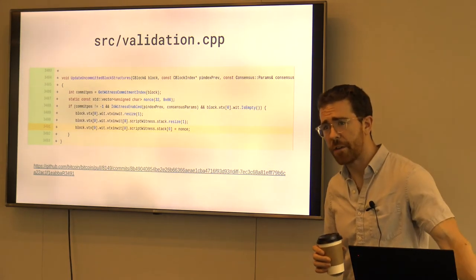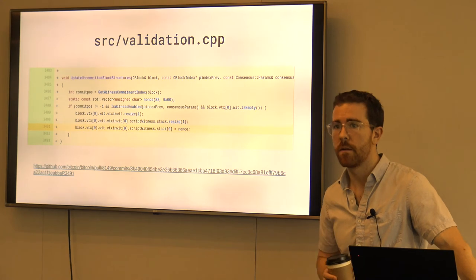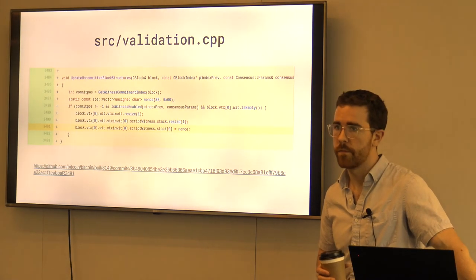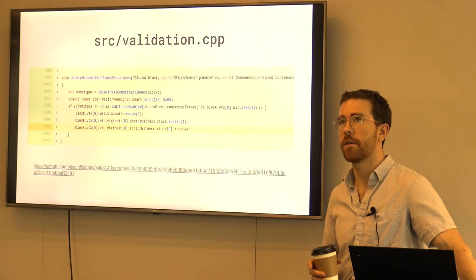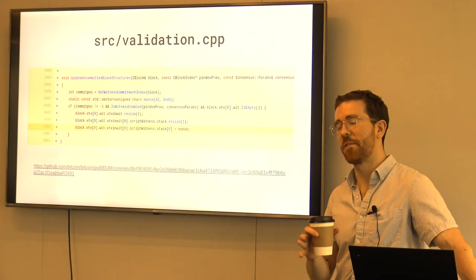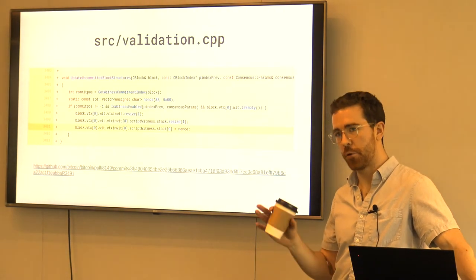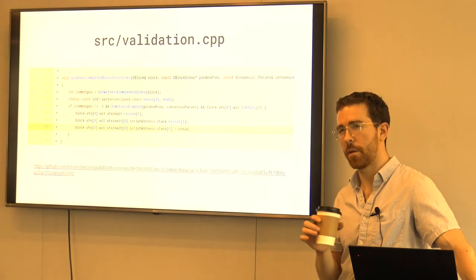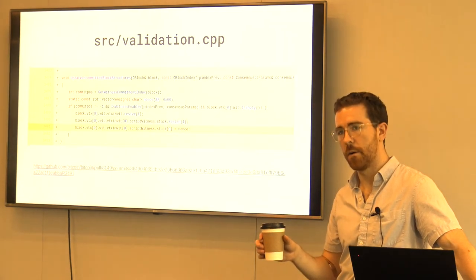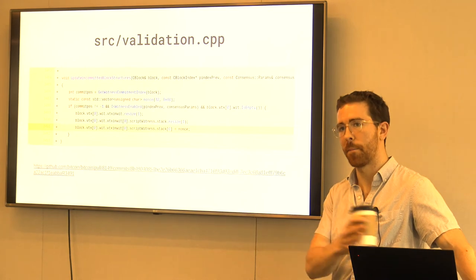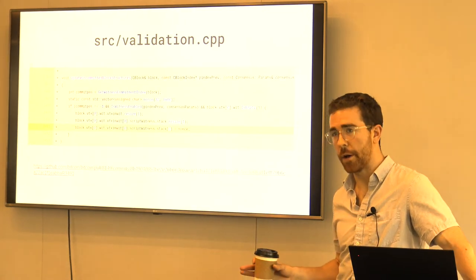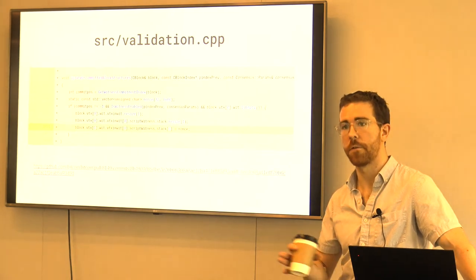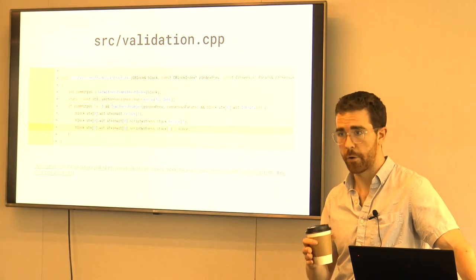BIP 157. Have you guys covered compact block filters yet? Compact blocks, yeah. Oh, sorry, it's compact block filters, not compact blocks. Yeah, I think there's kind of a naming collision. The Neutrino stuff is called compact block filters, and that's different from compact blocks. You guys haven't gone over SPV and Bloom filters and all that stuff yet, right? Or you have? Okay, cool.